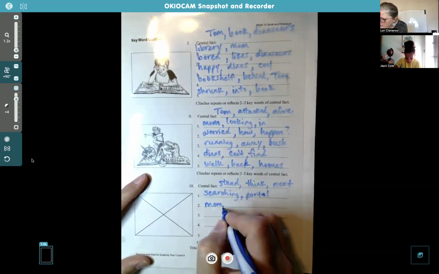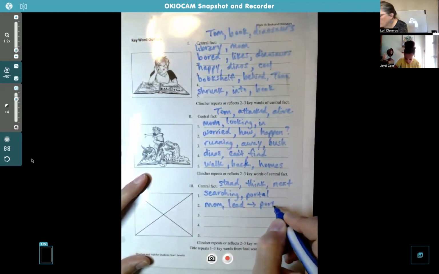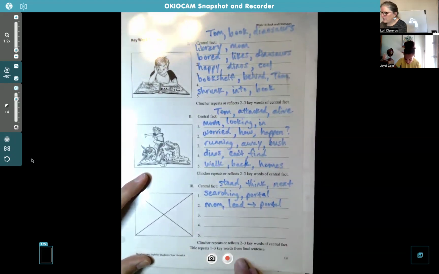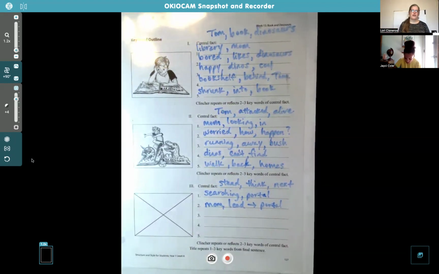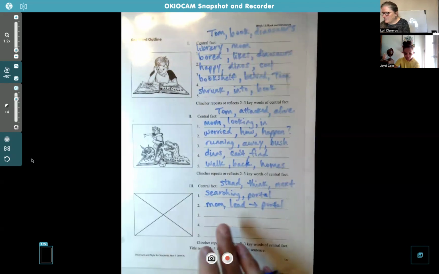Mom, lead, and then I'll do an arrow, portal. And you can fill in the blanks there with how she's yelling and telling him where to turn, like, after the next tree, turn left. Keep going. And then you'll see a big rock and behind the rock or something like that. You know, she could be telling him instructions on how to get out. So maybe here then.